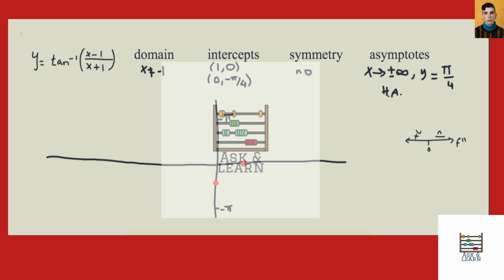Okay, and now we know that we have an asymptote at y equals π/4. So right about here. Horizontal asymptote at y equals π/4. And now we know that it's going to be concave. Oh, this is an inflection point because it's a sign change. So we see it's going to be concave up and then concave down.